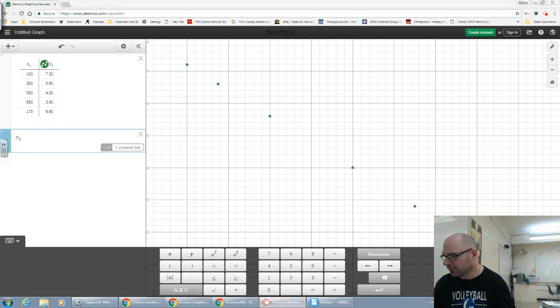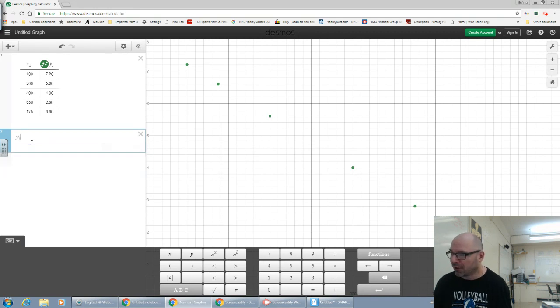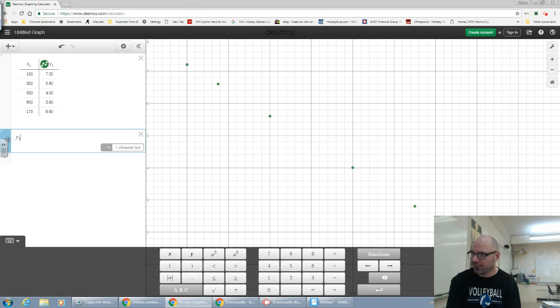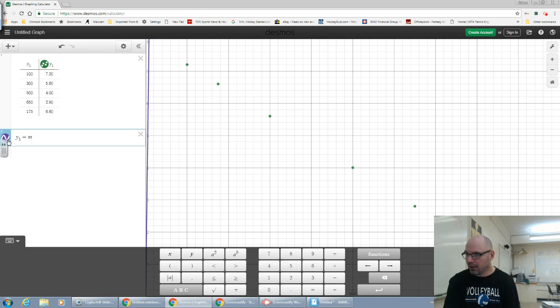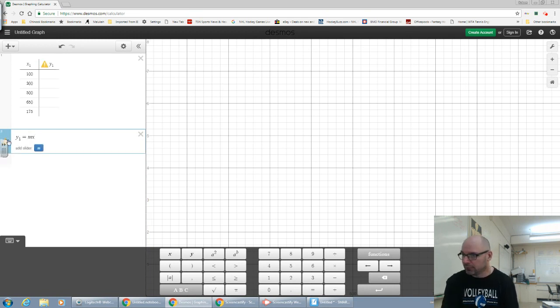Okay, turns out you just have to type 1 in. So if you go y, because you have the table there, you just go y1, it automatically subs it. Okay, then you go equals m x, okay, 1, right, plus b.